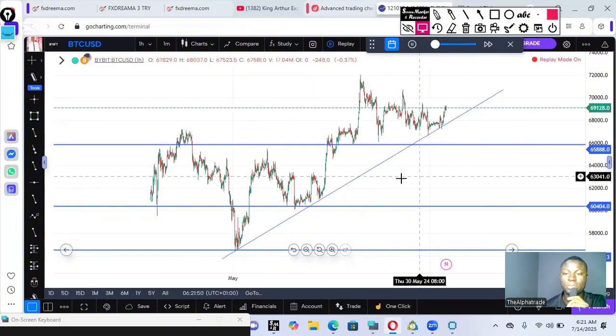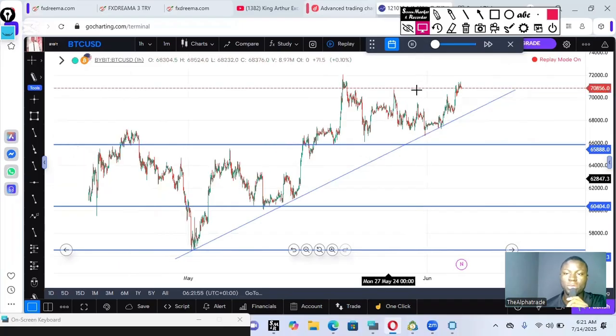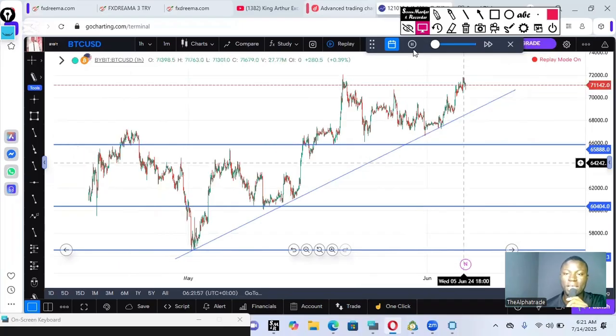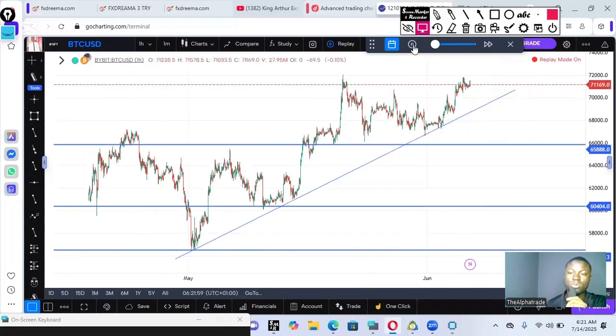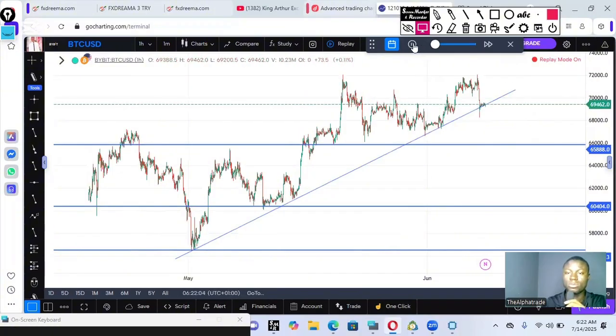Okay, so we want to see a breakout right here. Price is still trading above the trend line. At this point, you can't take any trade. Absolutely, you can't do anything. Just fold our hands and watch. Now it is a skill to know when to fold your hands and when to trade.